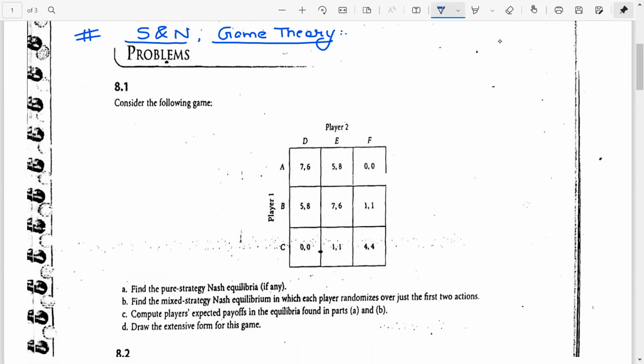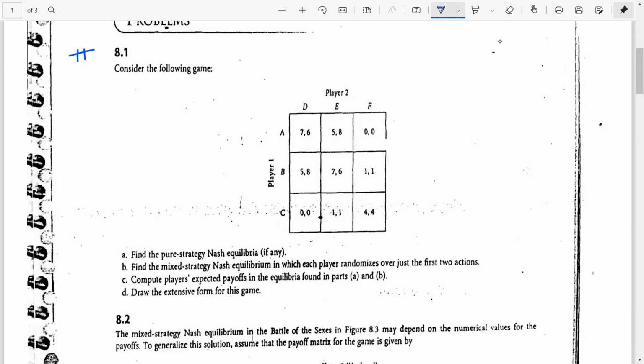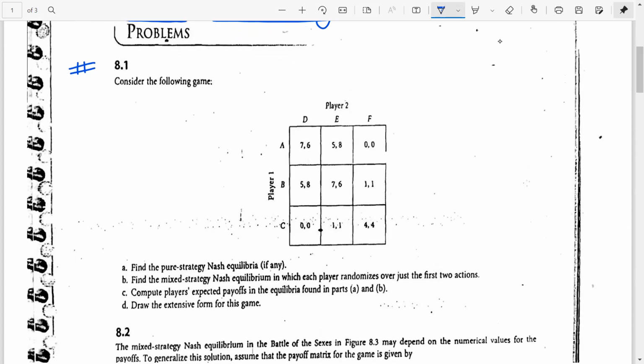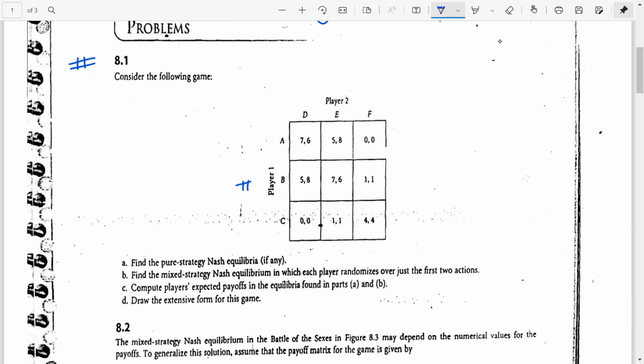Okay, so let's look at problem 8.1. Consider the following game. All students can see the matrix on their screens. This is player 1, this is player 2. Player 1 has strategies A, B, and C, and player 2 has strategies D, E, and F, and we are given the payoffs. Part A asks us to find the pure strategy Nash equilibrium, if any.